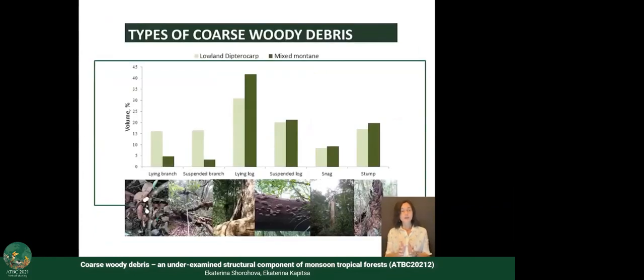Lying and leaning logs dominated among coarse woody debris types. However, the share of branches was very high. In dipterocarp forests, it was almost 30%. Branches came from branch fall, which is typical for tropical forests as compared to boreal or temperate forests.